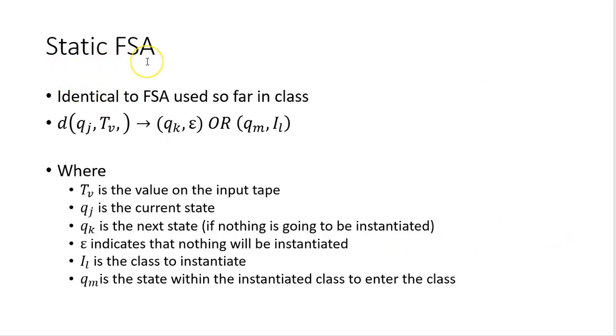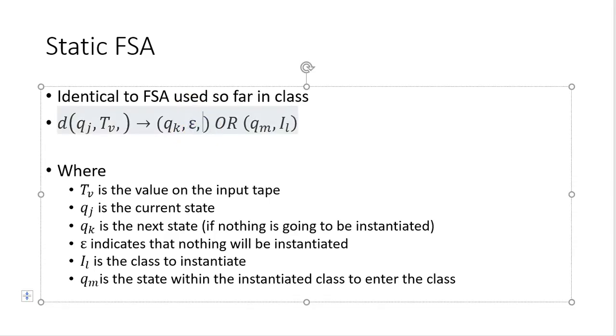My static finite state automata will be identical to the finite state automata used so far in class, but the notation will be different. Of course, we will think of it as a transition function that takes its current state and the current value on the input tape and either maps to a new state in this finite state automata and does not overwrite the input, but may or may not move left. I should actually write this.